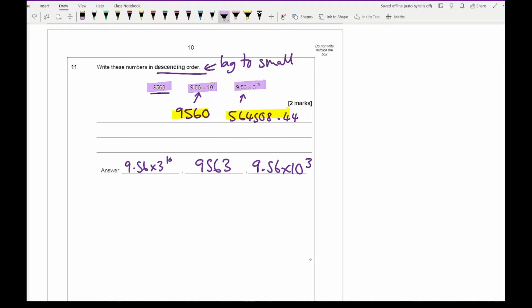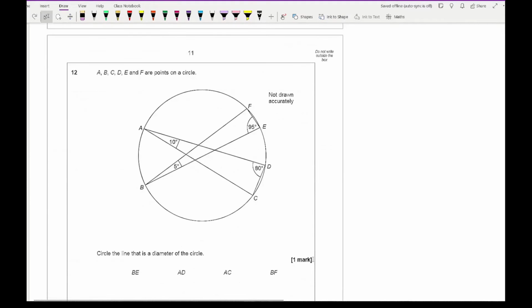Usually works with fraction, decimal, percentages, ordering. So looking at question 12, it says A, B, C, D, E, F are points on a circle. It says circle the line that is the diameter of the circle.